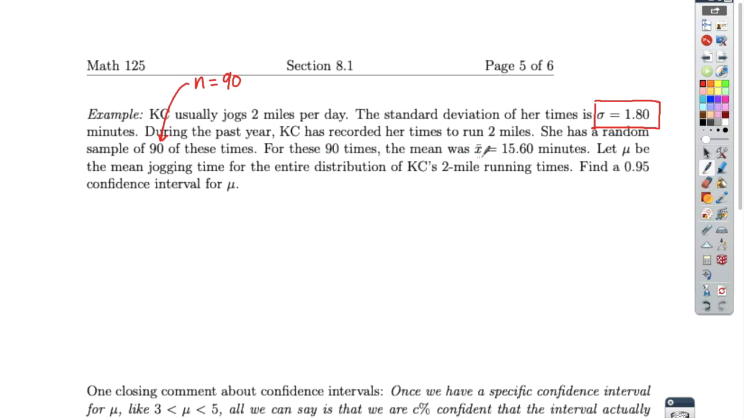For these 90 times, the sample mean was 15.60 minutes. Let mu be the mean jogging time for the entire distribution of Casey's 2-mile running times. Find a 0.95 confidence interval for mu. This tells us we want our confidence level to be 0.95. This is our confidence.